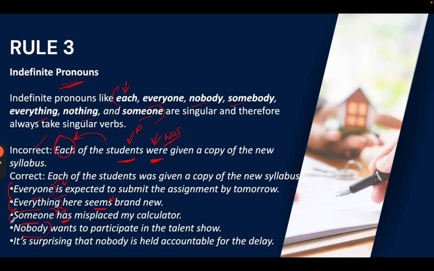Nobody is, again, an indefinite pronoun which requires a singular verb. So the verb is wants. There's an addition of s, which means this verb is singular in form. It is surprising that nobody... So nobody is again an indefinite pronoun which will always take a singular verb. So is is used for it. This is a singular verb. So remember these indefinite pronouns which will always take a singular verb: each, everyone, nobody, somebody, everything, nothing, and someone.